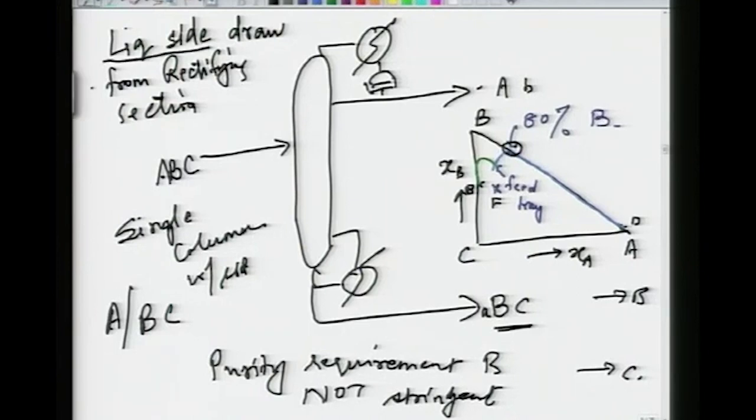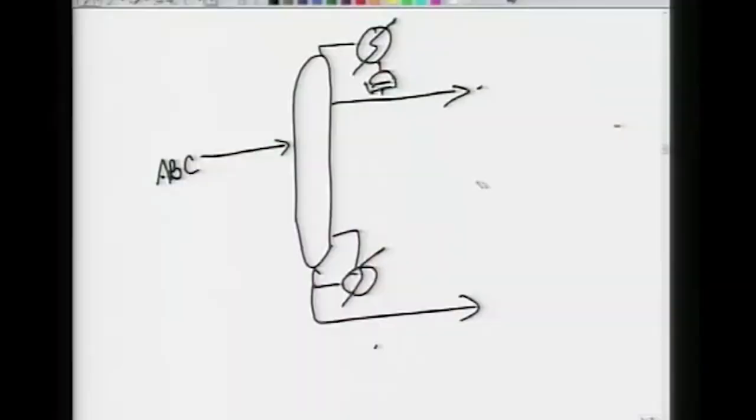I would like to take it in the liquid, because B being heavier than A, its composition would be more in the liquid phase than in the vapor phase. Alright. So what I do now, I have an ABC mixture. The purity requirement for the B stream is not very stringent. So I would like pure A, pure C, but a little bit of impure B is okay. So what I do, well, maybe I should draw this again. So maybe we should go to the next page.